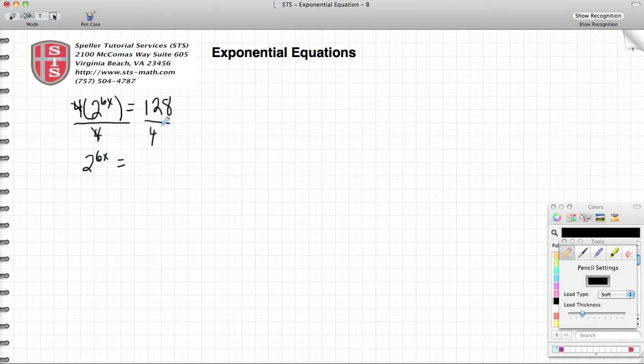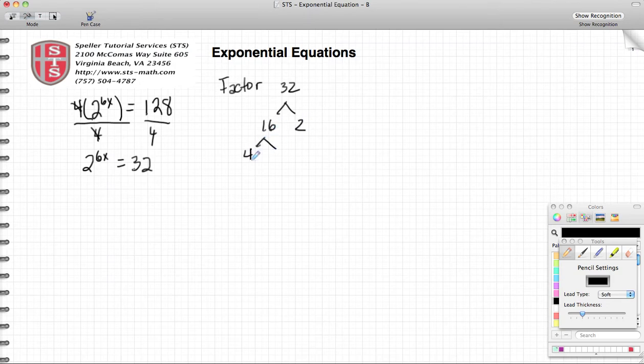And on the right hand side, we have 128 divided by 4. We know that 4 goes into 12 3 times, and then 4 goes into that 8 2 times, leaving us with 2 raised to the 6x power is equal to 32. One of our goals here is to see if we can have the same base on both sides. So what we're going to do is the prime factorization of 32 to see if we can come up with a base of 2. We know that 32 is the same thing as 16 times 2.